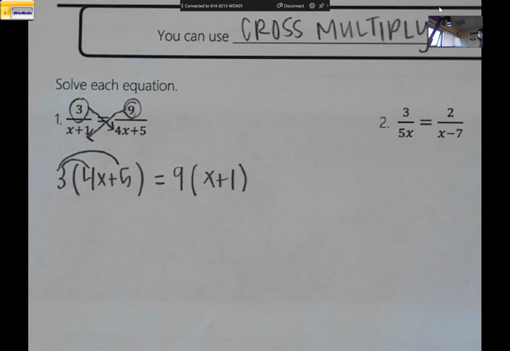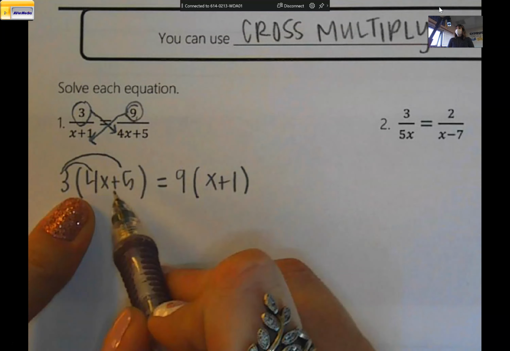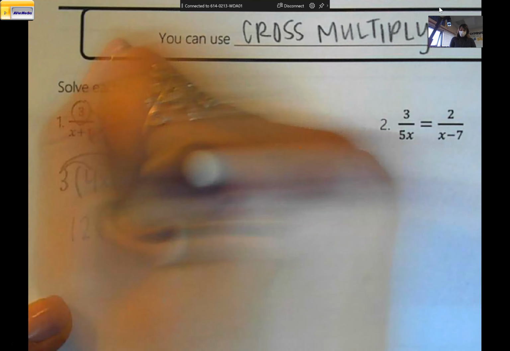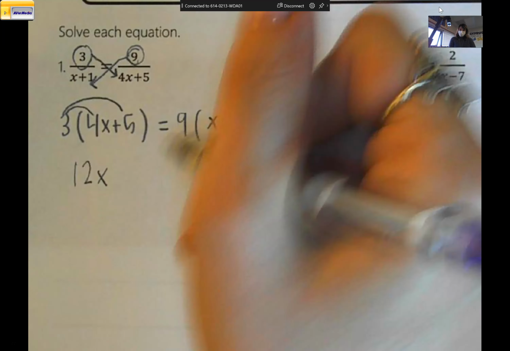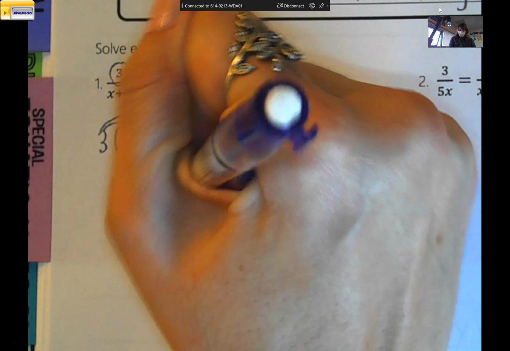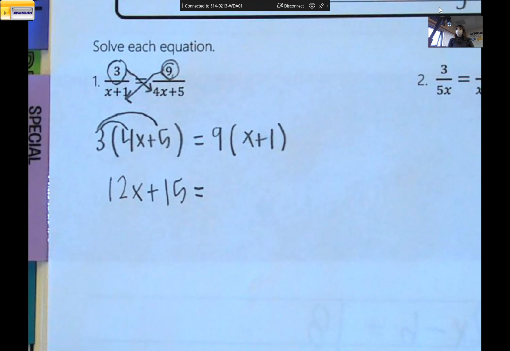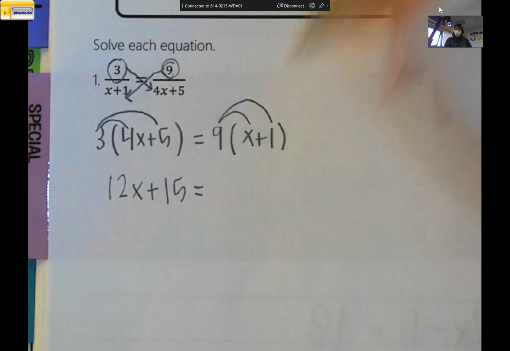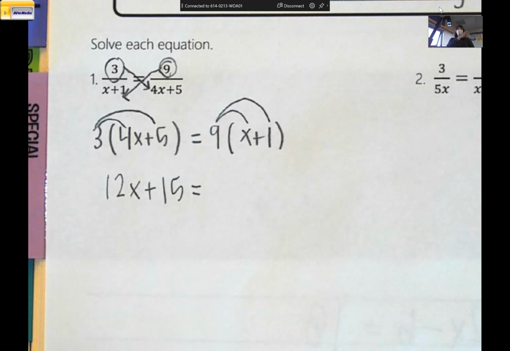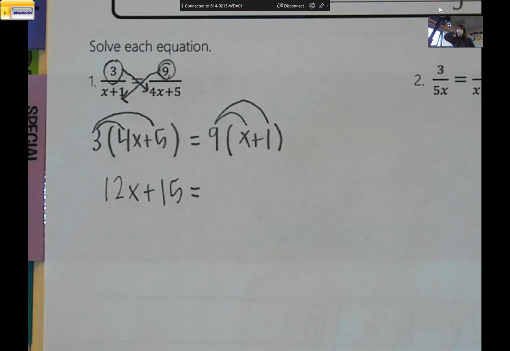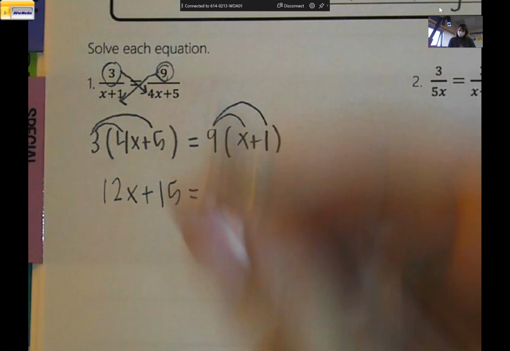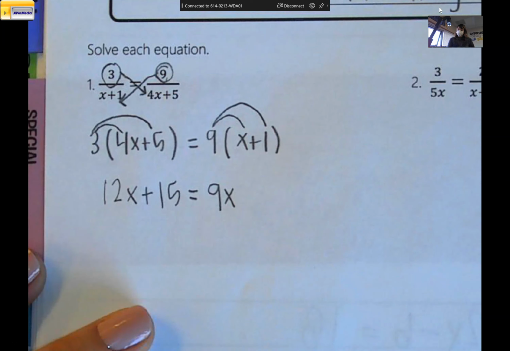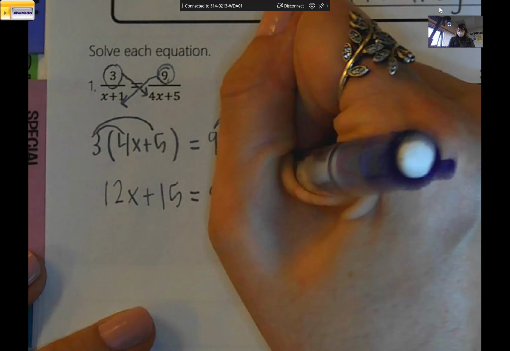Be careful when you distribute this guy in that you only multiply it to these two terms. So 3 times 4 is going to be 12. Keep the x. 3 times a positive 5 is going to be 15. Bring down your equal sign and then multiply the 9 into the next parenthesis. So 9 times x is just 9x. 9 times positive 1 is positive 9.